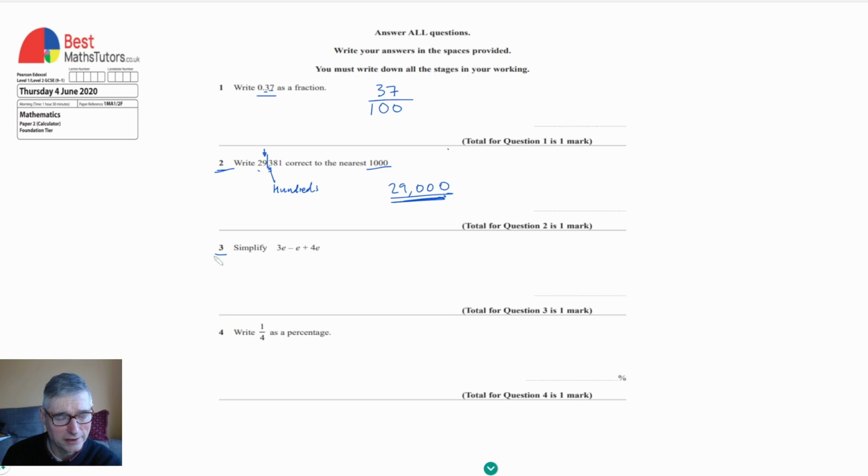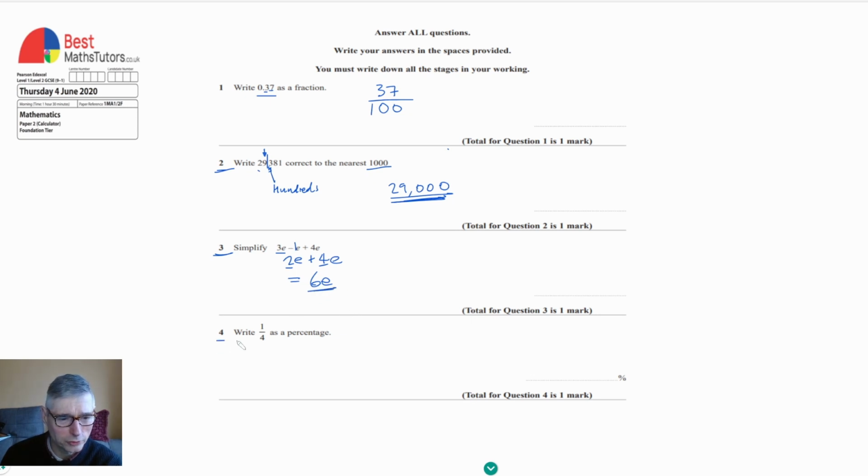And question 3, we've got to simplify this algebraic expression. We've got 3e minus e plus 4e. We can add these together: 3 and then minus 1e will give us 2e, but then plus 4e. So overall we've got 2 e's plus 4 e's, and that will give us 6e. So that's that one.